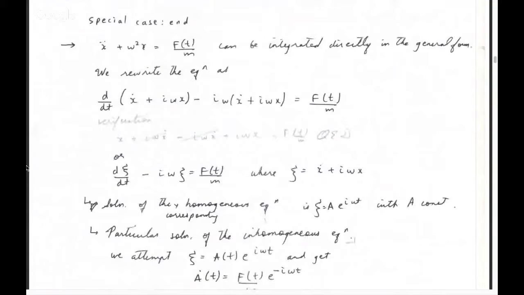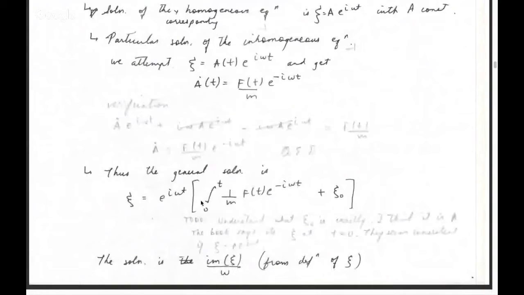Now the solution of the homogeneous equation can be written as xi equal to a exponential(i omega t) with the corresponding constant a. For the particular case we solve, and we get xi equal to exponential(i omega t) times the integral from 0 to t of (1 by m) f(t) exponential(minus i omega t) plus xi naught. The solution will be the imaginary part of xi by omega, because here xi is x dot plus i omega x. Now the energy of the system is obviously not conserved because you have some driving.